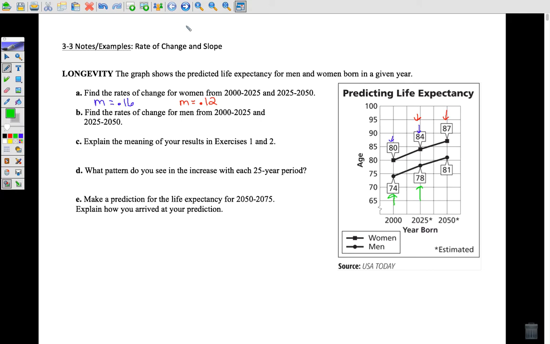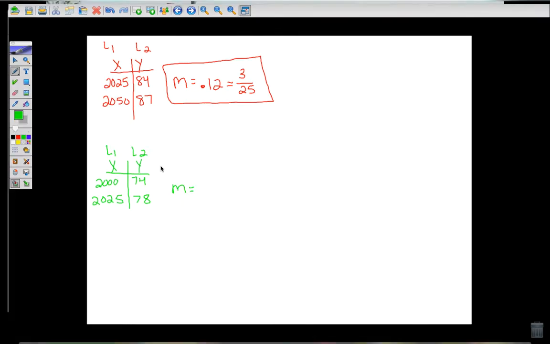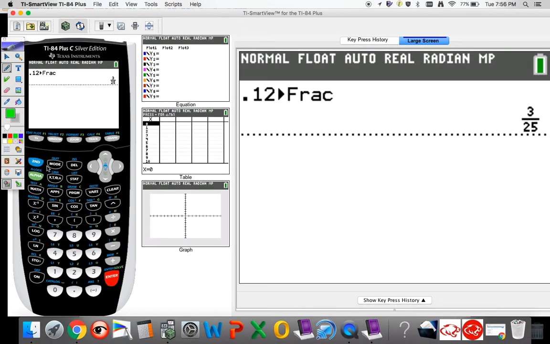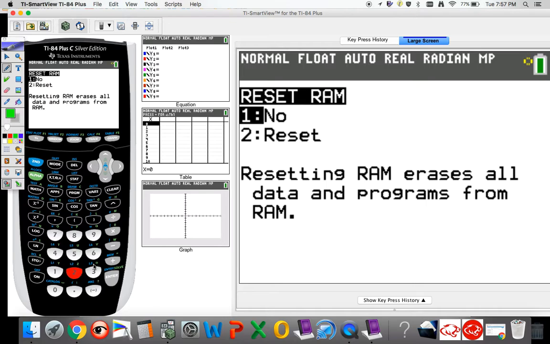And my numbers again were 74 and 78. So 74, 78. So here's L1, here's L2. So let's just do it all in the calculator and find out what our slope's going to be. So in my calculator, I'm going to hit second plus 712.